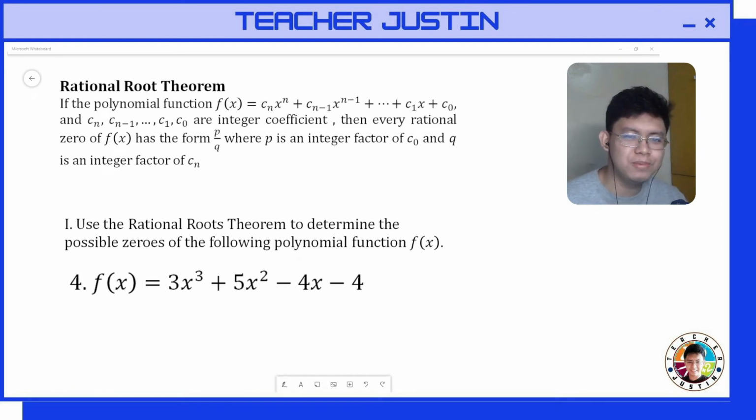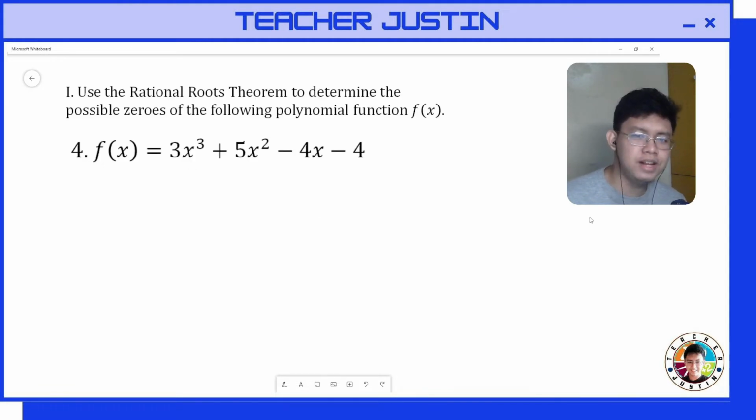On today's topic, we're going to talk about Rational Root Theorem. Now, what is Rational Root Theorem? Rational Root Theorem is a method that we can use in order for us to determine the possible zeros of a polynomial function. Okay, so let's have an example in determining the possible zeros of a polynomial function.